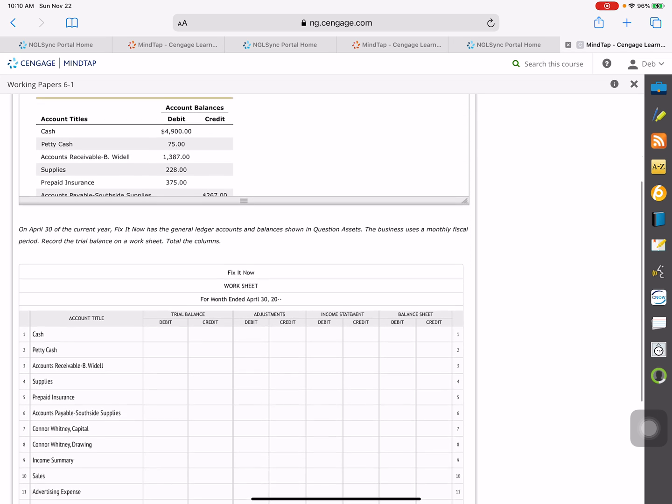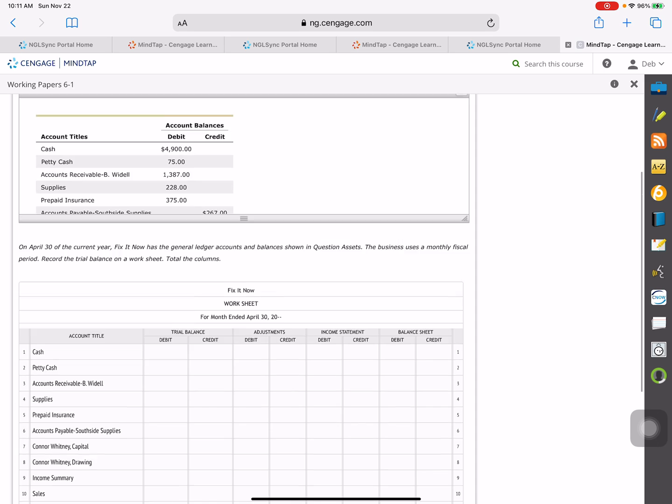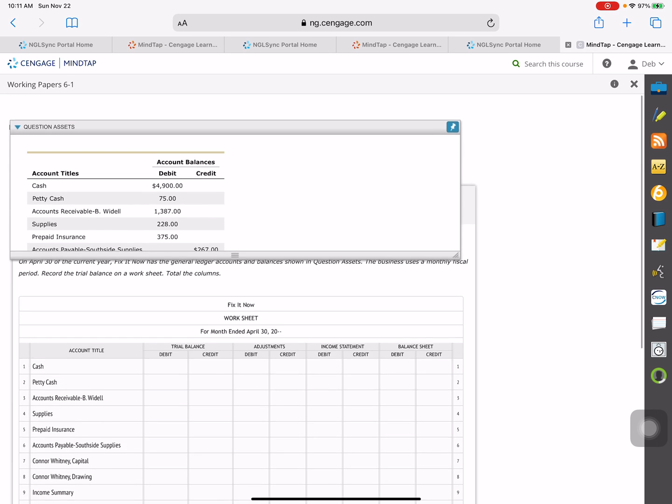The next step is on April 30th of the current year, Fix It Now has the general ledger account balances shown in question assets. The business uses a monthly fiscal period. Record the trial balance on the worksheet. Remember, when we record our trial balance, all we're doing is transferring the dollar amount from our general ledger accounts to our trial balance on our worksheet. They do not give you all of the ledger accounts. Instead, they just give you the balance.